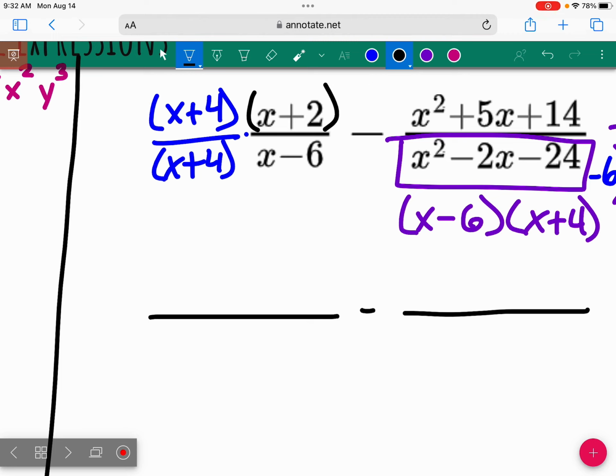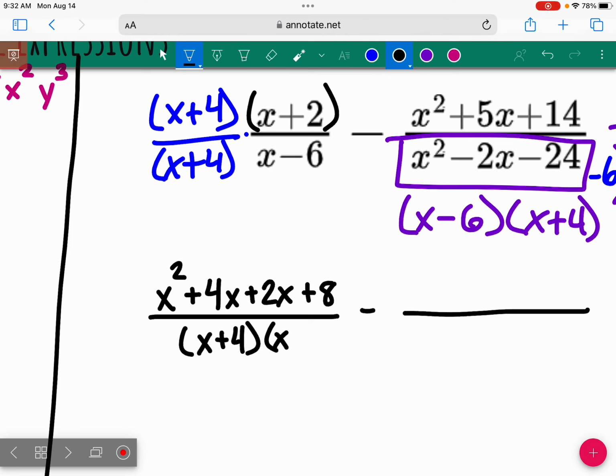This numerator, we're going to want to subtract from that guy. So I want them to look the same. So I want to multiply that guy out. So we're going to have x squared plus 4x. Hi, Henry. I'm just on my desk. It's fine. Plus 2x plus 8. Our denominator is x plus 4, x minus 6. And we're taking away this x squared plus 5x plus 24.